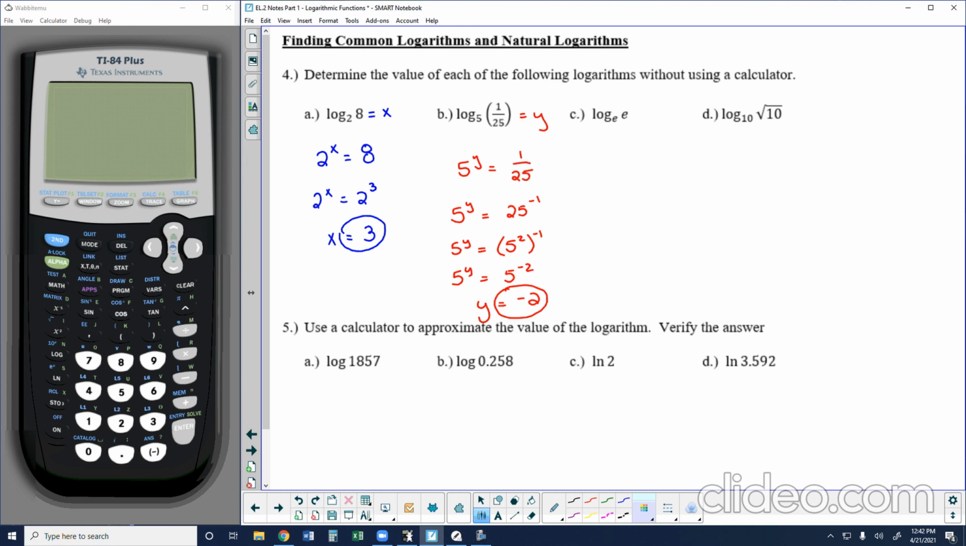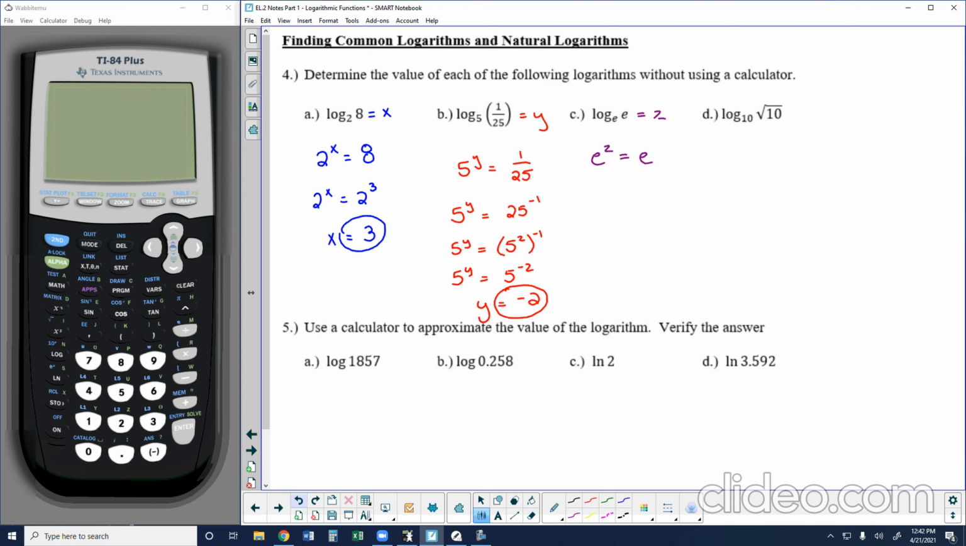Let's take a look at one more example together here. In C, actually, we'll do both of these examples together. So C, again, I'm trying to figure out what this output is. I don't know what it is right now, but I can switch it into exponential form. So my base here is e. My output in logarithmic form becomes the exponent in exponential form. And then my input in logarithmic form, e, becomes the output in exponential form.